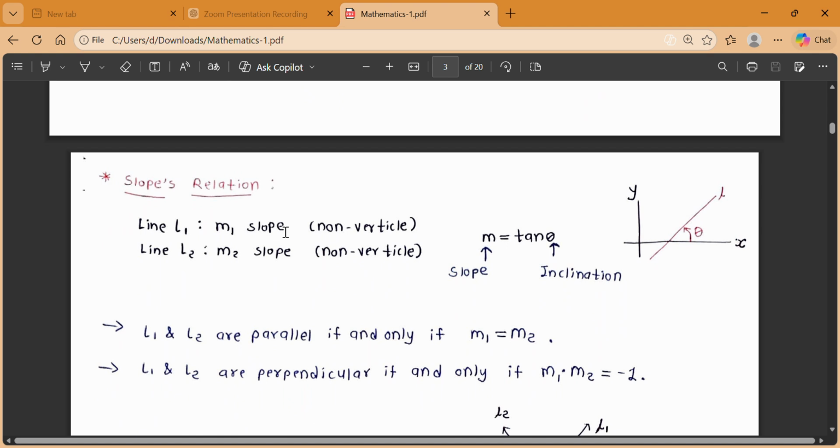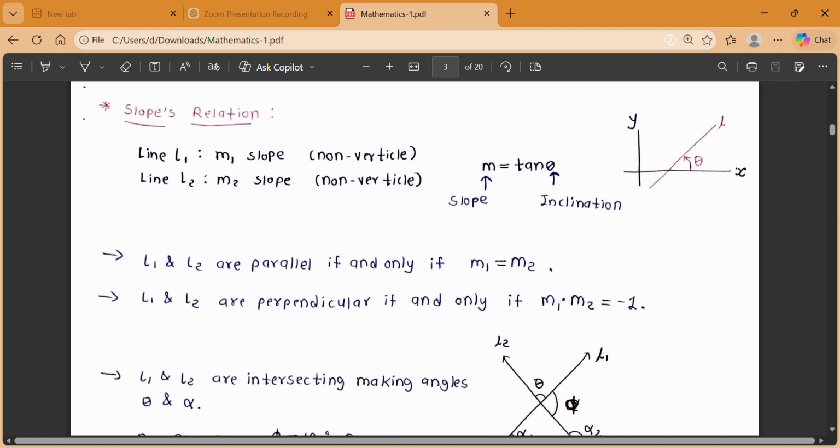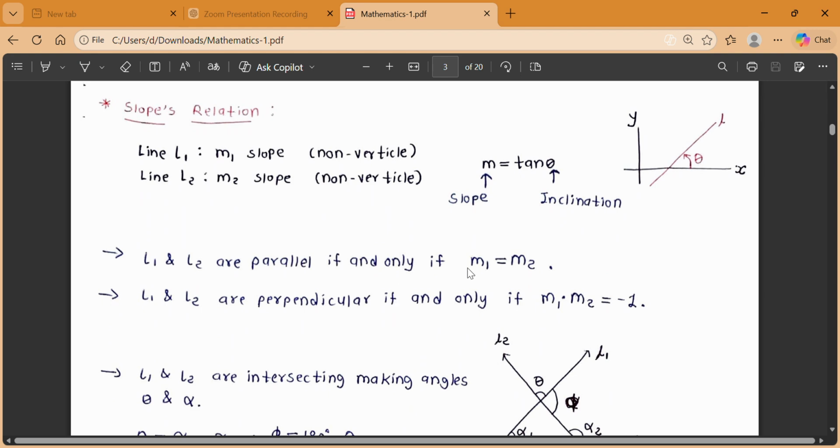And slope relations. Line L1 has slope m1, non-vertical, m equals tan theta, and line L2 has slope m2, non-vertical. So m is the slope and theta is the inclination. L1 and L2 are parallel if and only if m1 equals m2. L1 and L2 are perpendicular if and only if m1 times m2 is minus 1.